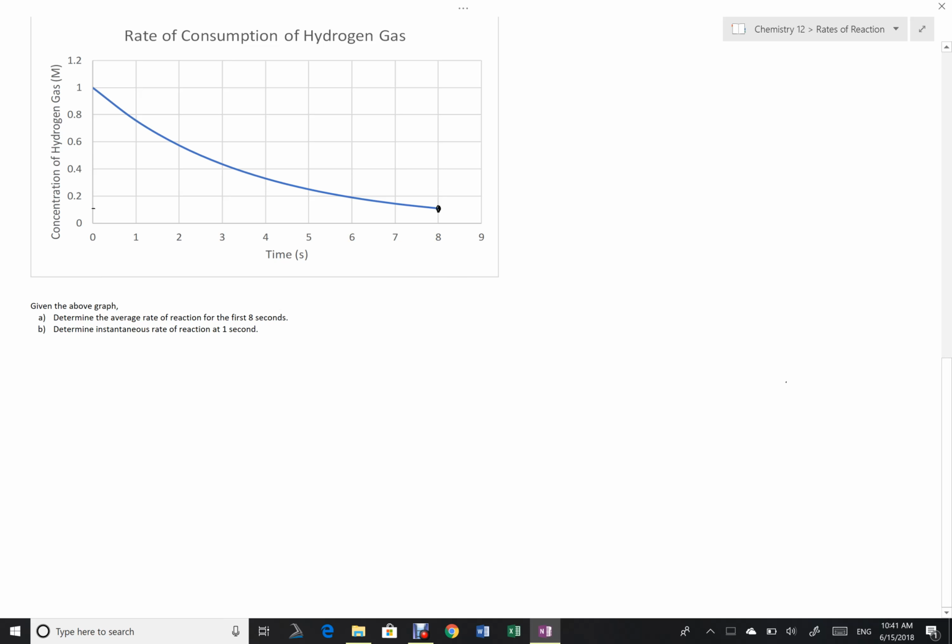And we're going to determine the reaction rate for the first 8 seconds, and then we're going to determine the instantaneous reaction rate at that 1 second. So first we'll do the easy one. I just use the end points for an average.